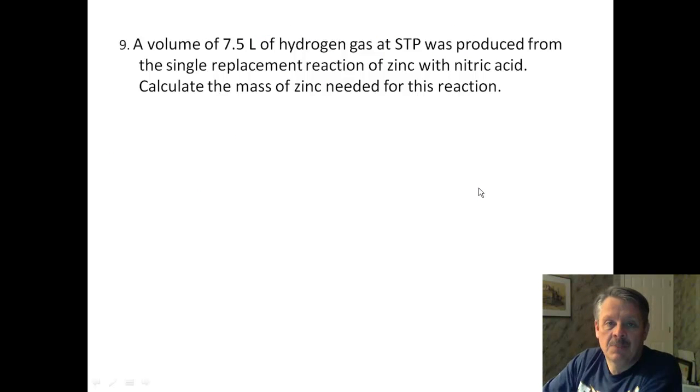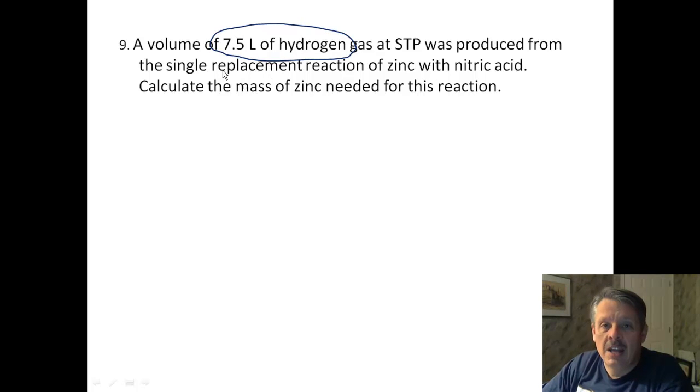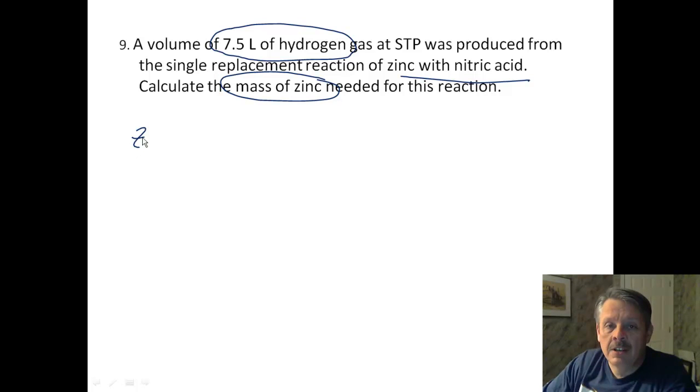Okay, number 9. We're producing some hydrogen gas. Specifically, we're producing 7.5 liters of hydrogen gas, and it's being replaced from a single replacement reaction of zinc with nitric acid, and calculate the mass of zinc. Alright, so let's see what we have. We have zinc, and we have nitric acid, which is HNO3, and it is producing zinc nitrate.